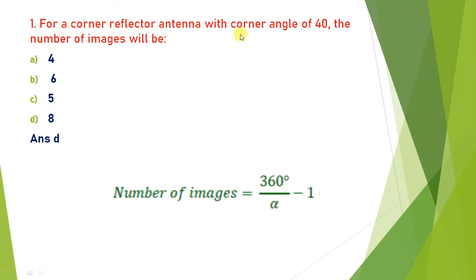For a corner reflector antenna with a corner angle of 40 degrees, what will be the number of images? So for a corner reflector antenna, the number of images is equal to 360 degrees divided by alpha, minus 1. Here alpha is nothing but the corner angle. So 360 divided by 40 minus 1, that is equal to 9 minus 1, which is equal to 8. So the answer is D.